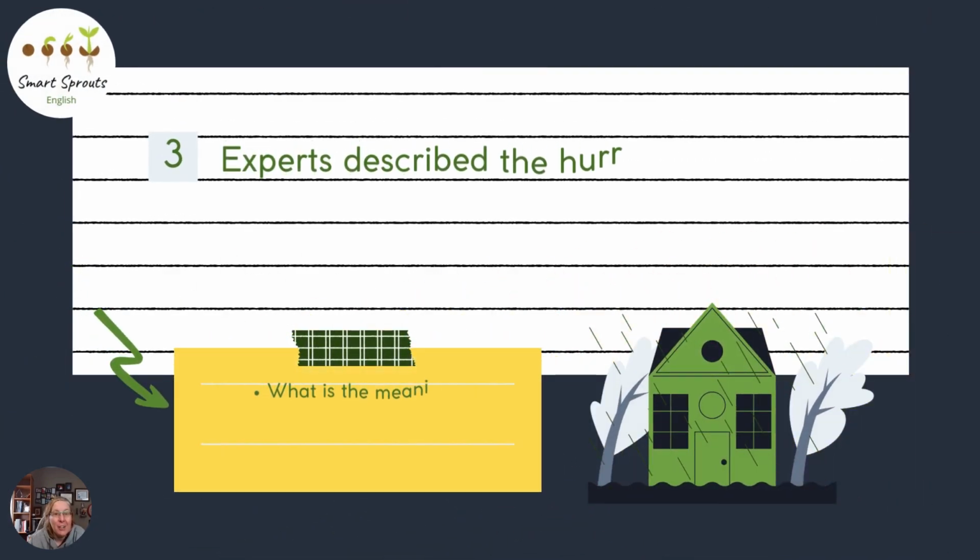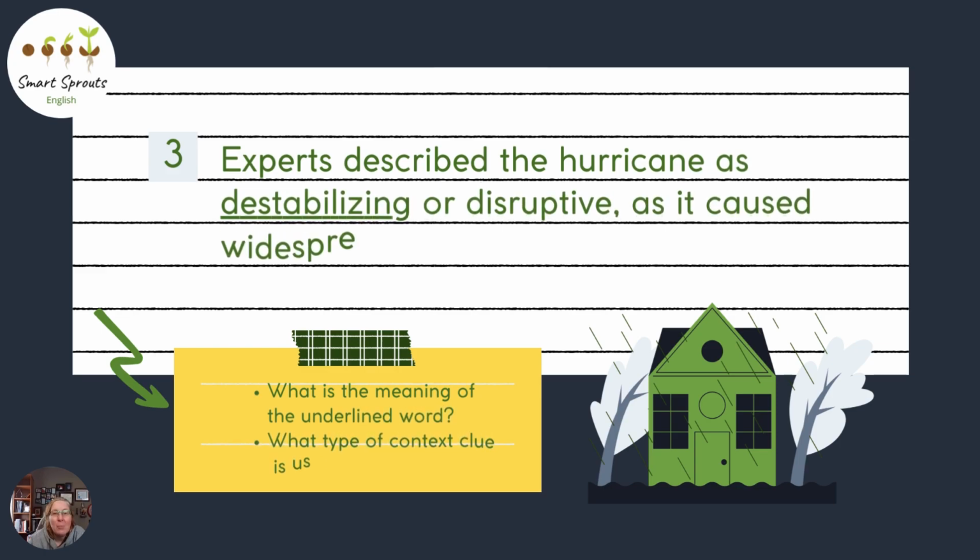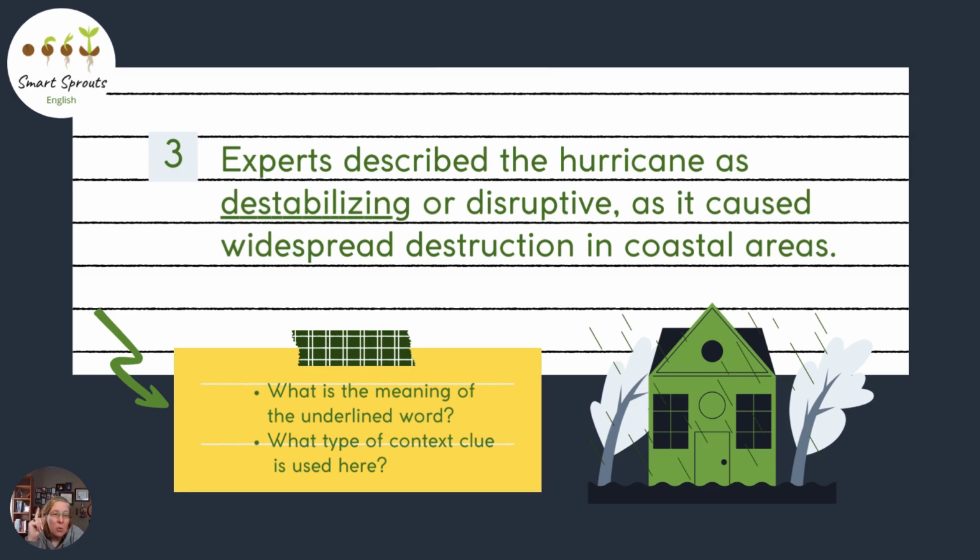Let's take a look at our third example, and let's see if you can find the context clue. Experts describe the hurricane as destabilizing or disruptive, as it caused widespread destruction in coastal areas. Here, the new word is destabilizing. What is the meaning of destabilizing, and what type of context clue is used here?